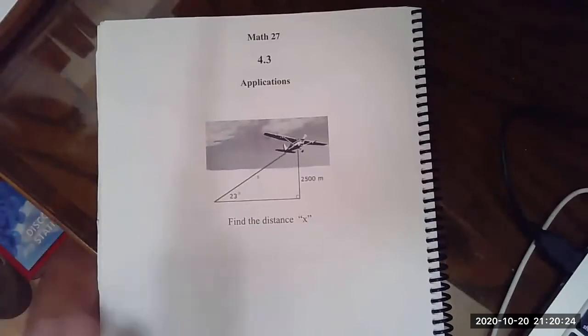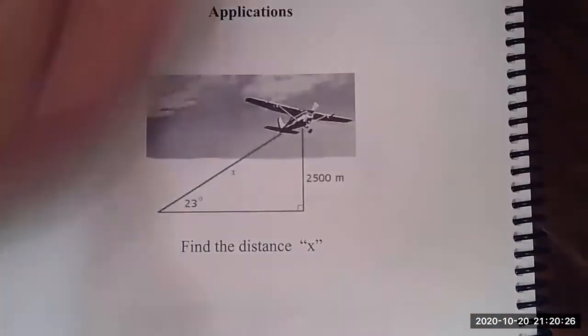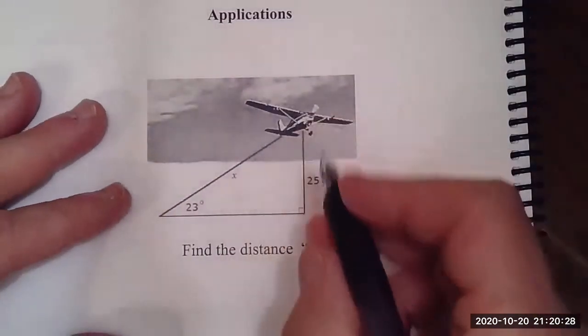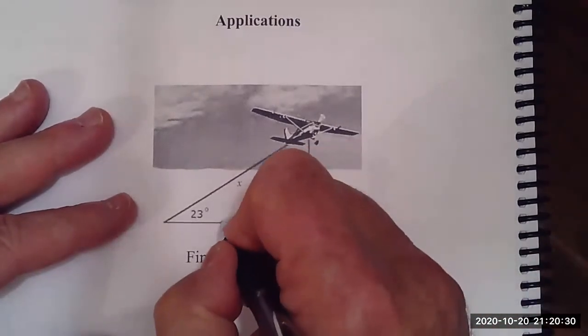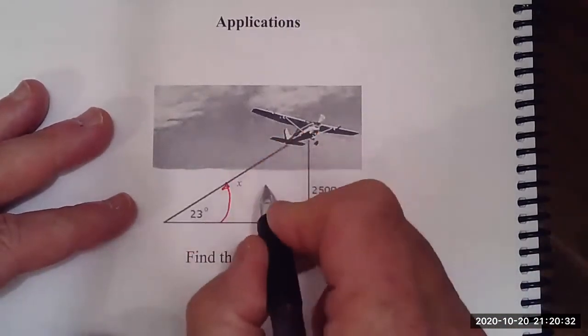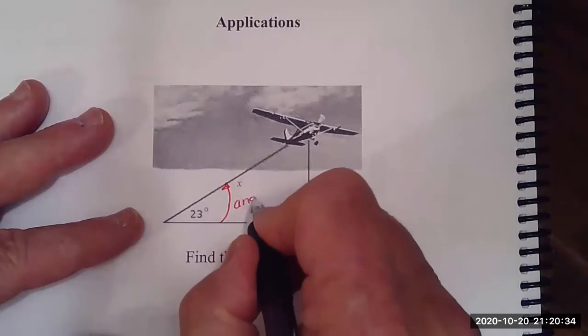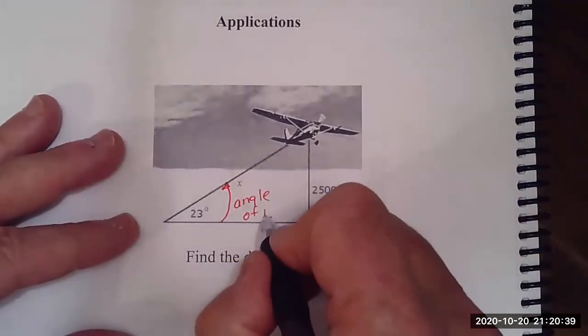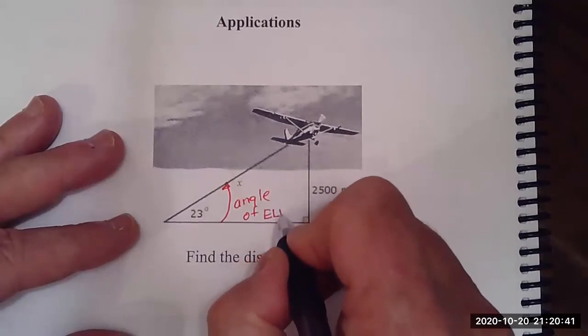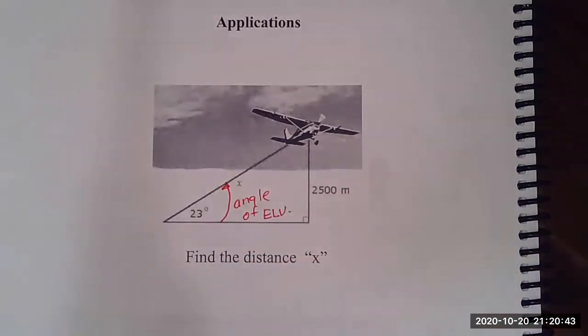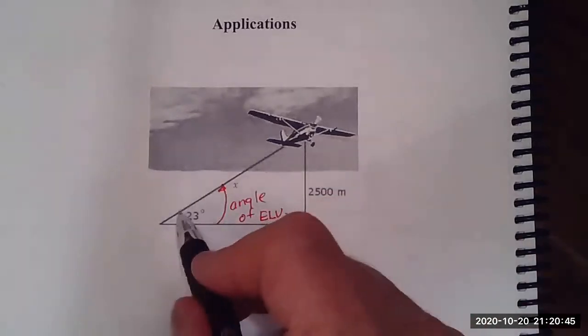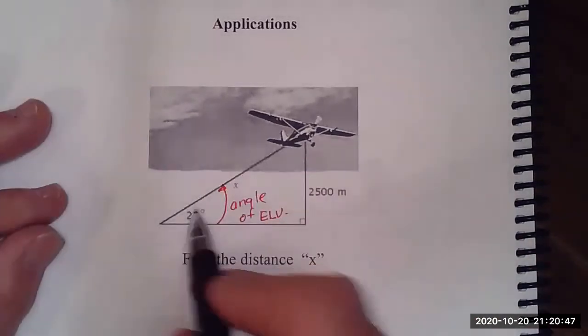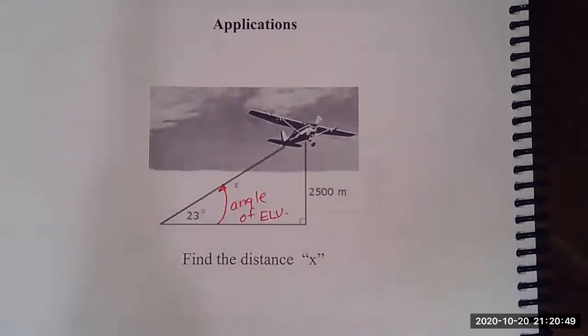All right, here's one. If I look at the plane, the angle of elevation would be right here. This is called the angle of elevation because you're looking up at the plane. So if I want to find the distance x, which would be the hypotenuse, this is how we're going to use our trig.